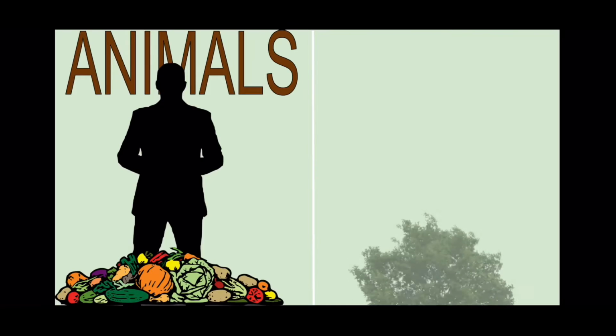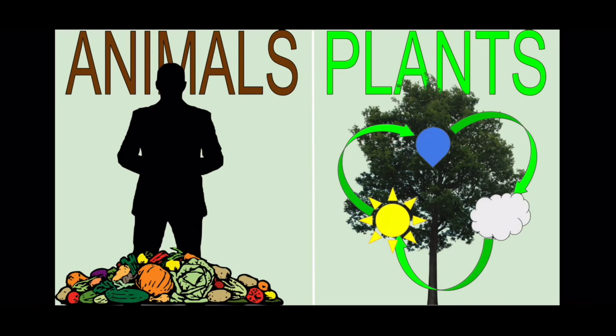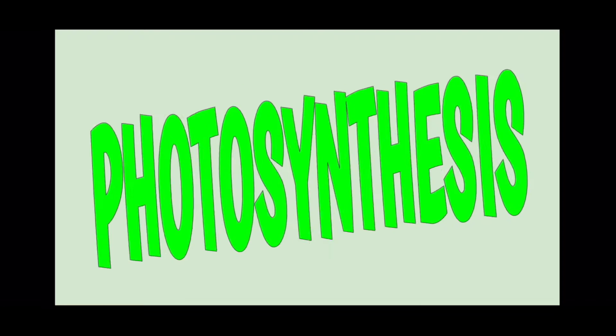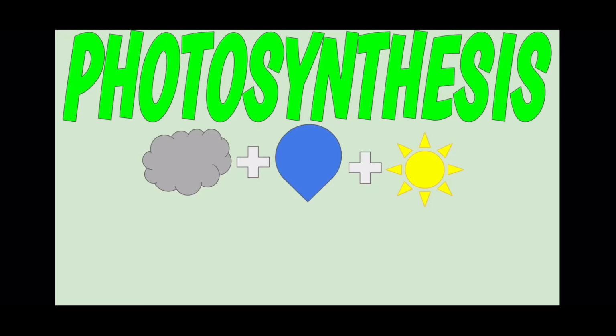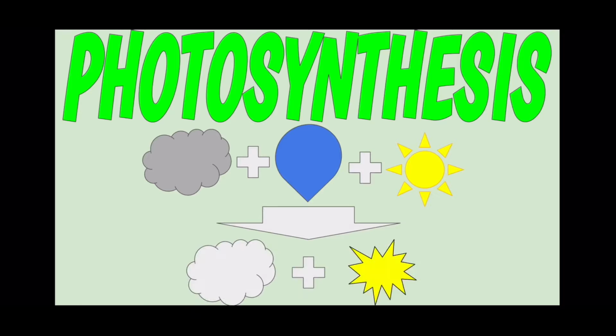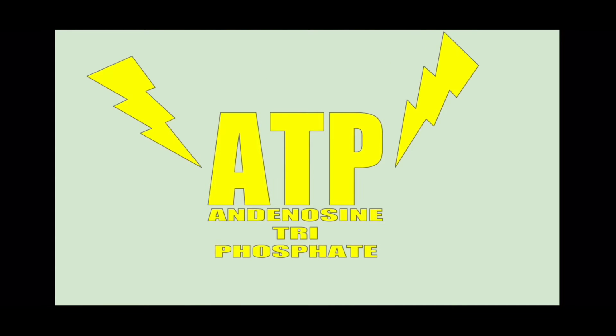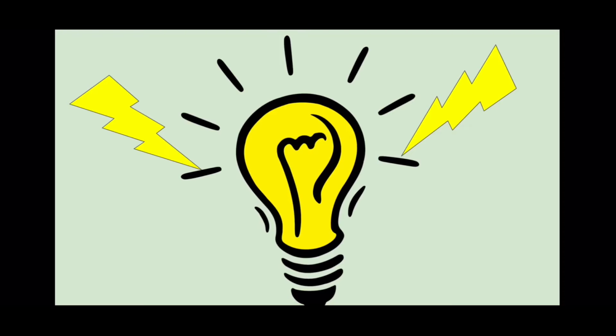Unlike you or I, plants make their own food rather than consuming it. They do this through the process of photosynthesis. Photosynthesis takes carbon dioxide, water, and sunlight to create oxygen and glucose and produce ATP, the molecule used to power all the cells' function. Light, as stated, is a very important part of photosynthesis.